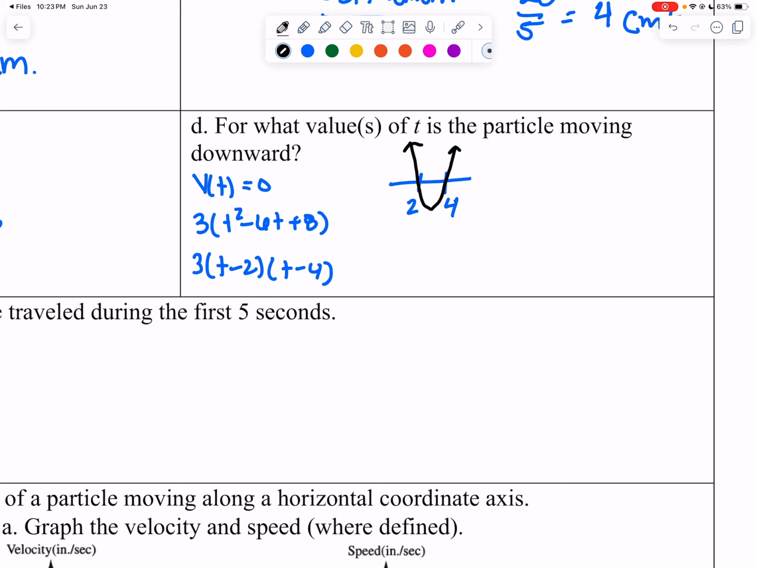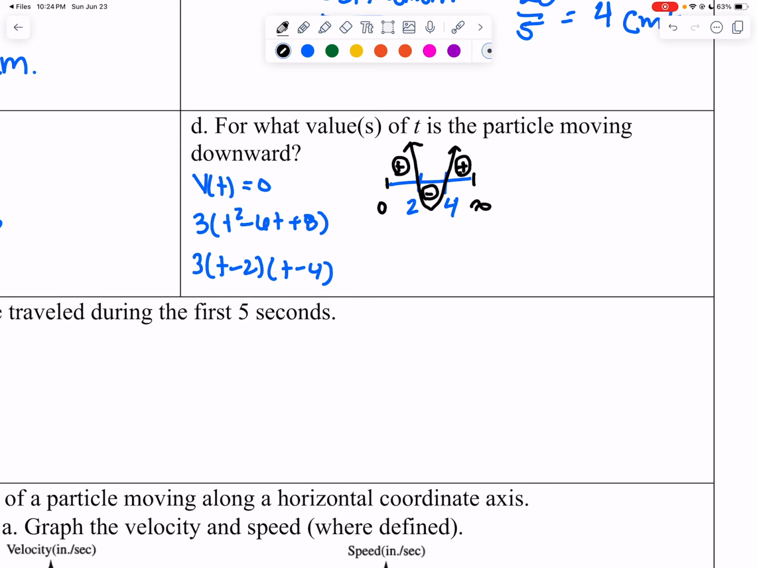Which means that from 0 to 2, my velocity is going to be positive. From 2 to 4, my velocity is going to be negative. And then from 4 to infinity, my velocity is going to be positive. Now, that was a very quick way to figure out where my values are positive versus negative.